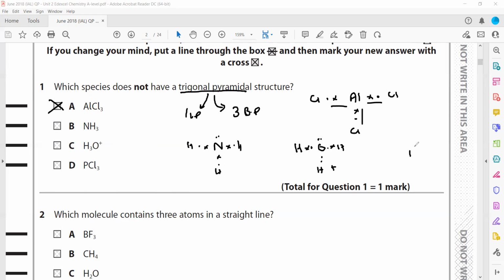And PCl3: phosphorus belongs to group 5, so it shares 3 electrons with chlorine, the central atom, and 2 unpaired electrons are there, so 3 bond pairs, 1 lone pair. So all these 3 will be trigonal pyramidal because they have 3 bond pairs and 1 lone pair. Whereas AlCl3 will not be trigonal pyramidal because it does not have a lone pair.